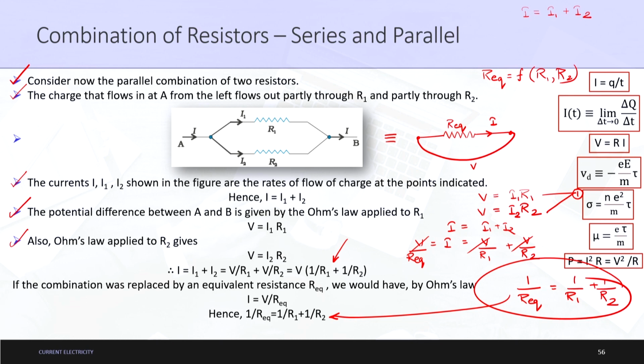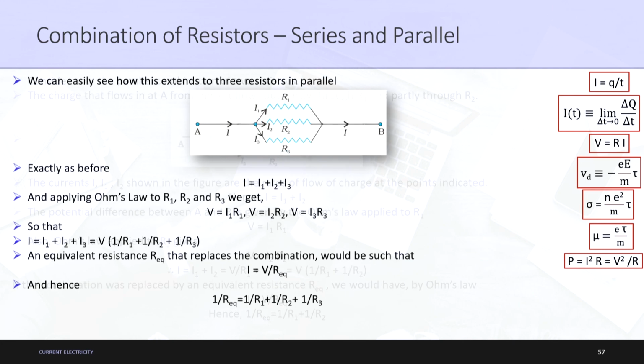If the combination was replaced by the equivalent resistance R equivalent, then by Ohm's law V is equal to I R equivalent. So R equivalent is nothing but capital V by I. Using that concept, we obtain 1 by R equivalent is equal to 1 by R1 plus 1 by R2, and that is the end of this combination of resistors.